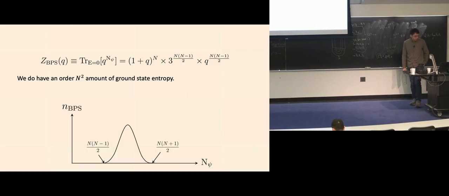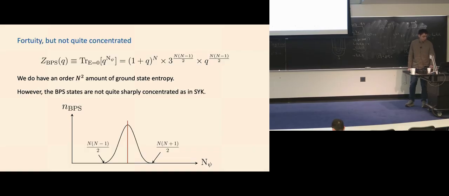And from this, you see that indeed you have an order n squared ground state entropy, and the number of BPS states is non-zero only in some finite window, between n times n minus 1 over 2 and n times n plus 1 over 2. Okay, so it's like this kind of shape.